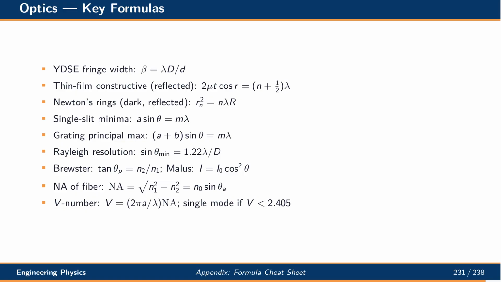This sheet lists key optical formulas. It includes the Young's double-slit fringe width, thin film constructive condition, Newton's rings dark ring formula, single-slit minima, grating principal maxima, Rayleigh resolution, Brewster's and Malus's laws, fiber numerical aperture, and the V number condition for single-mode propagation. These cover the entire optics section of the course and are useful references during exams.